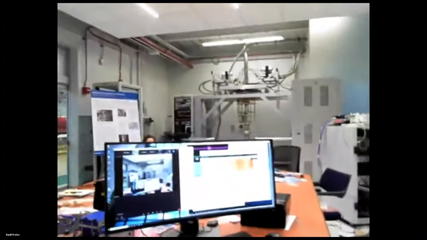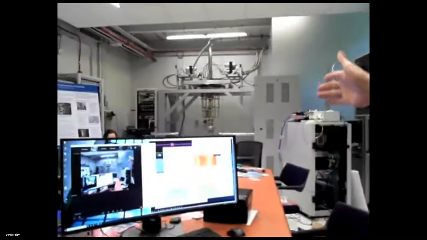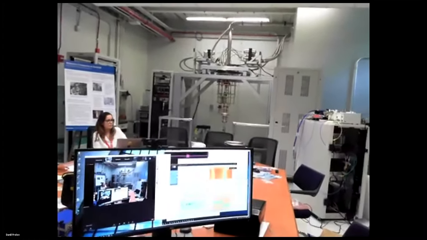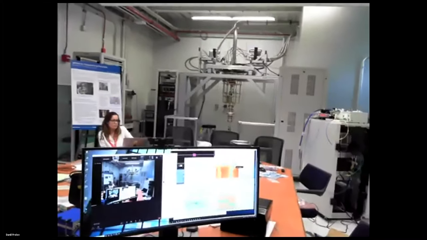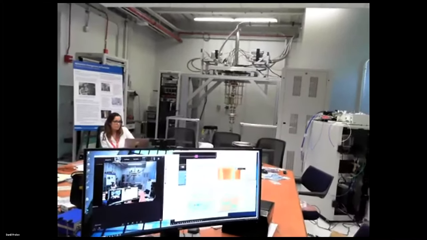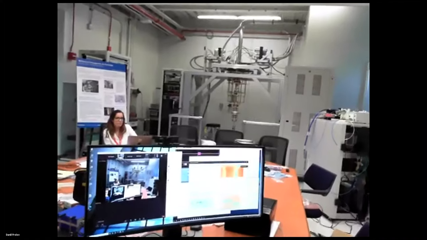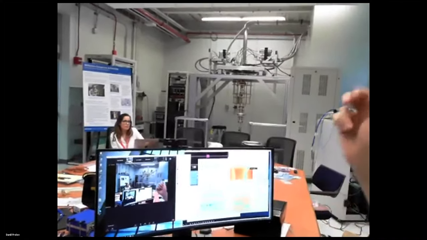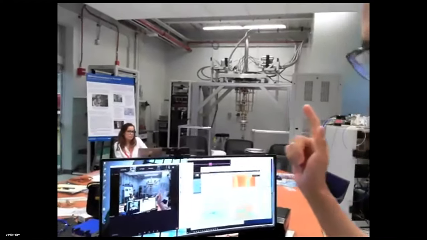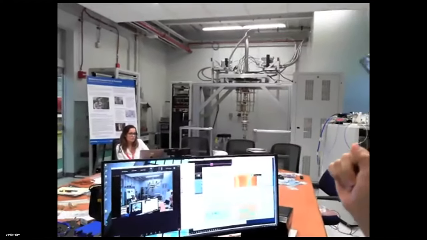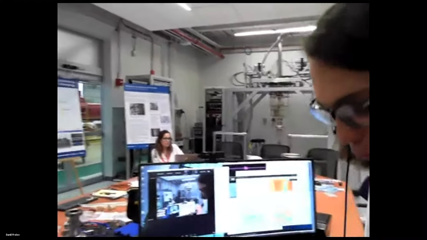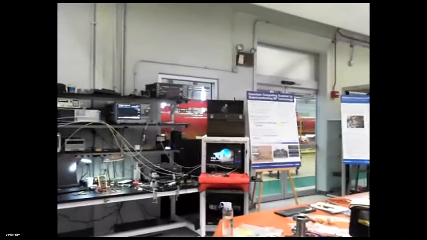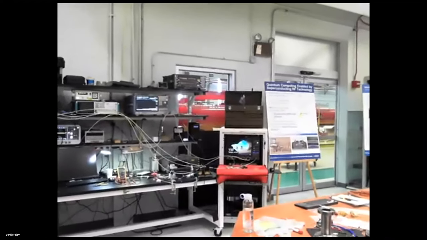So it has 2 fridges. One is standing over there, and it has 2 racks of electronics. On the left you see the RF electronics, and on the right you see the rack with electronics that controls the fridge and temperature. But this will be the second one that I will show. First, I will show you the old fridge. So let us disconnect this computer.